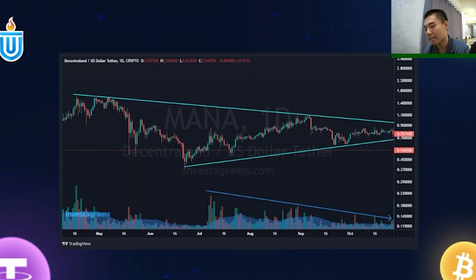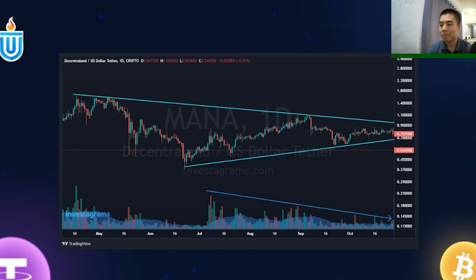So here we have Mana. This was one of the strongest tokens in about mid 2021. You can see that it was simply consolidating in this flag, in this pennant, whatever you want to call it. Kasi kagandahan dito, you can see that volume, now while prices were consolidating here, you can see that volume was also decreasing, right? So why do you want to see low volume consolidations?